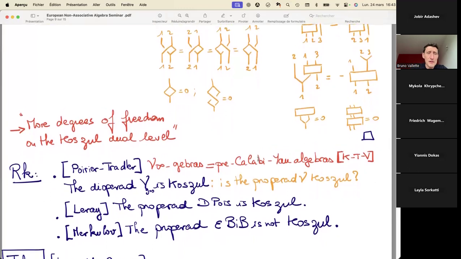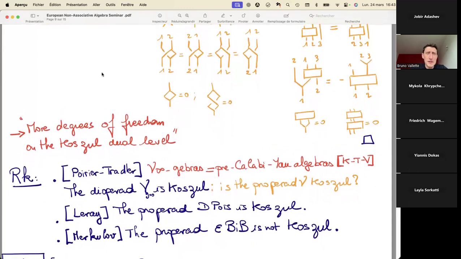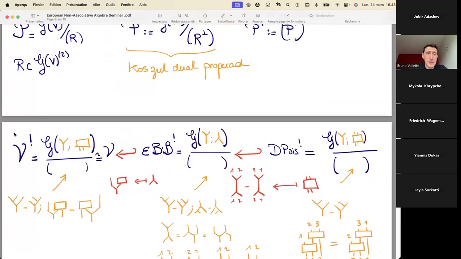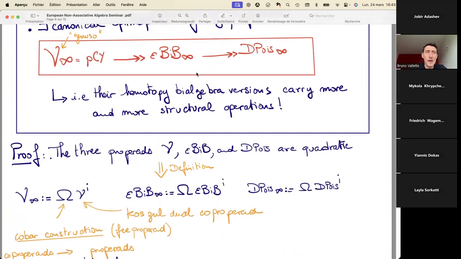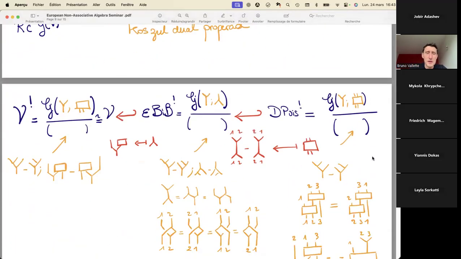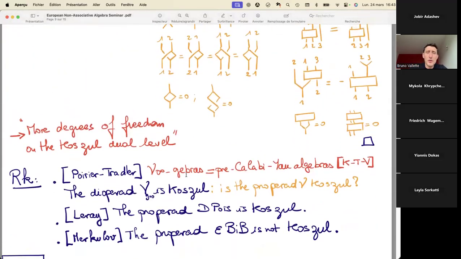Now, several remarks. This is about construction. Here I've just been using construction. There is another thing which is called the causal dual property, which is a homological property, which tells you that infinity versions are somehow well behaved. I'm cutting very short here. So what about this causal dual property?